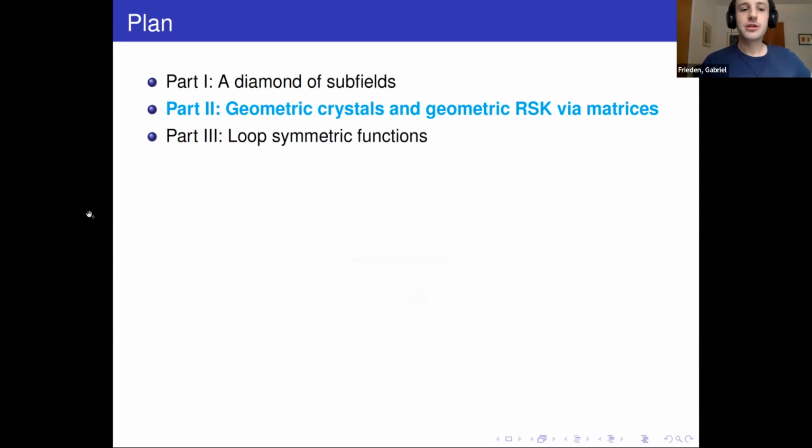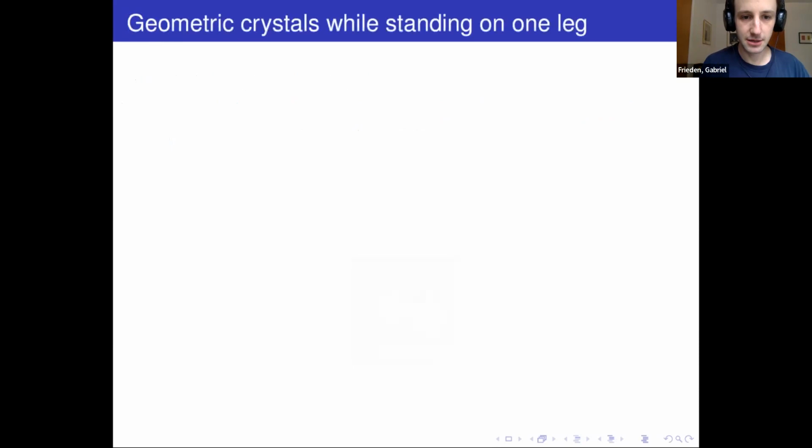So now I'm going to go back to geometric crystals and I'll talk about the geometric version of RSK from a different perspective than the one that Pasha used. Okay, so this slide, I decided to call it geometric crystals while standing on one leg. And if we were in person, I would try to do this actually while standing on one leg. But the idea is that this is really the heart of Berenstein and Kazhdan's construction of geometric crystals.